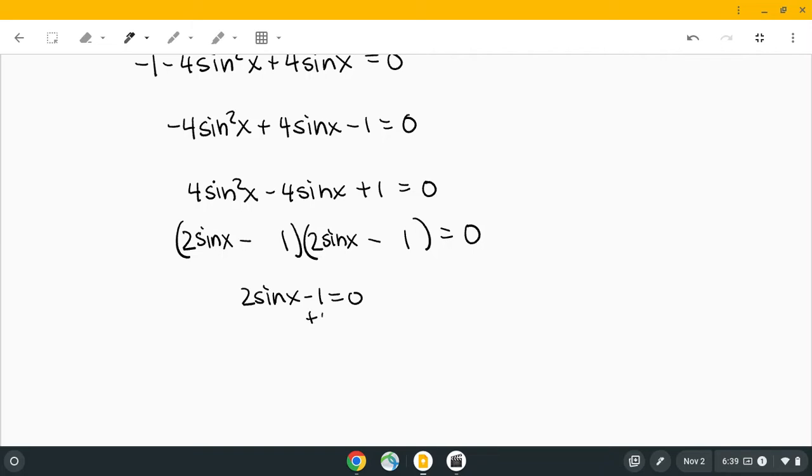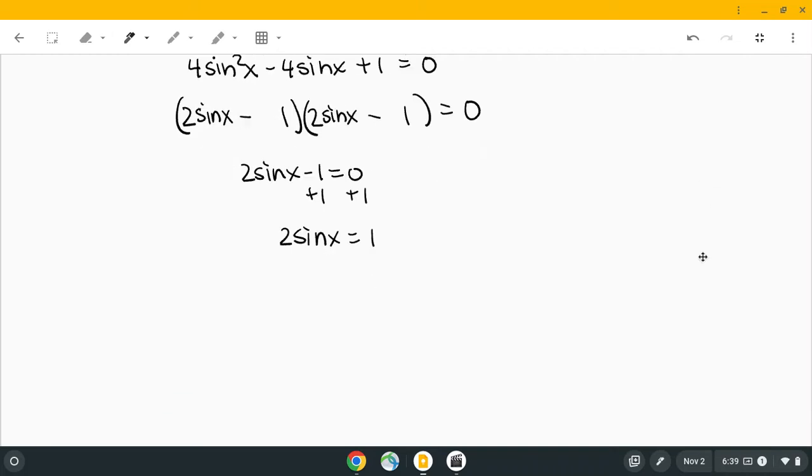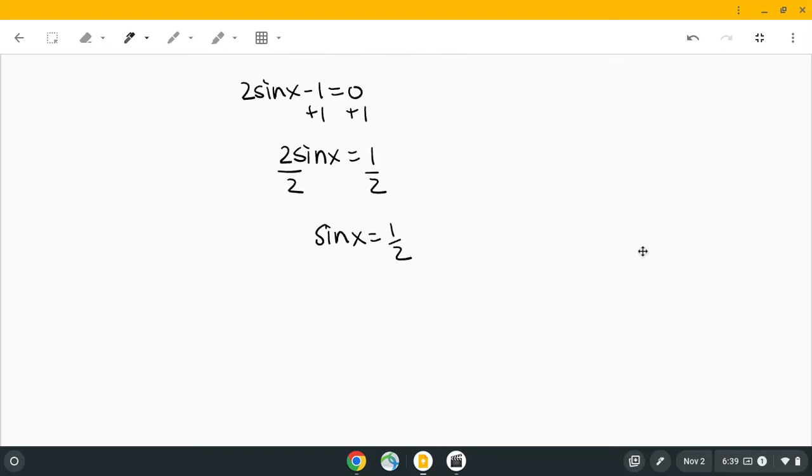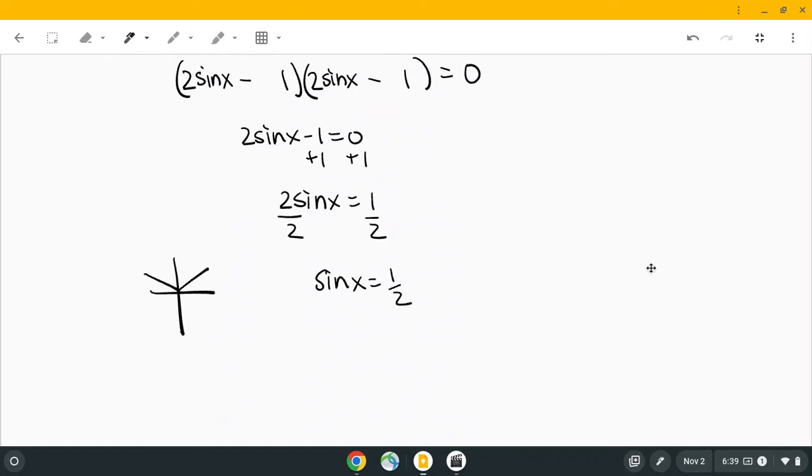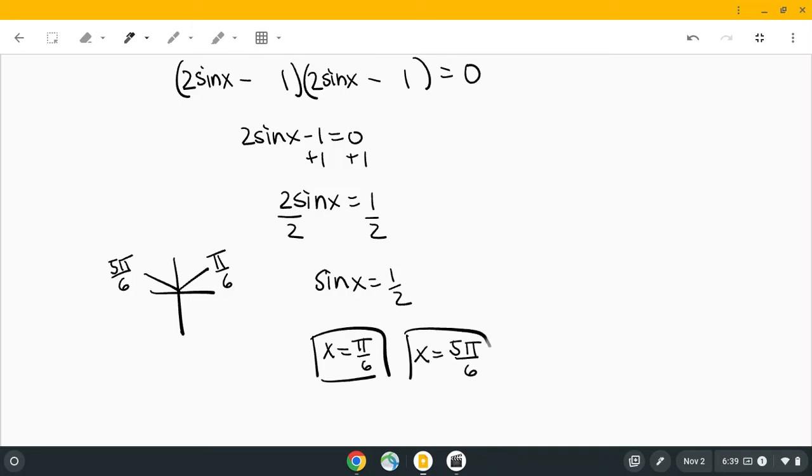Add 1 to both sides. So we get 2 sine x equals 1. Divide both sides by 2. Sine x equals 1/2. Okay. So sine x equals 1/2. Sine is positive here and here. Are we in degrees or radians? We are in radians. So this one is going to be pi over 6, and this one's going to be 5 pi over 6. Okay, so x equals pi over 6, x equals 5 pi over 6.